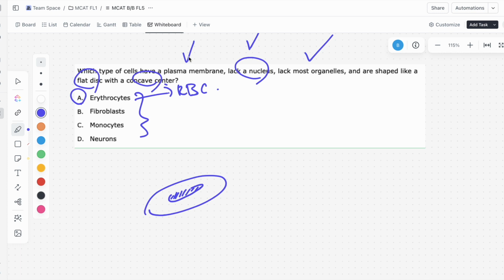Fibroblasts, do they have a plasma membrane? Yes. Do they lack a nucleus? No. Fibroblasts do have a nucleus, which means it can't be B. Monocytes, do they have a plasma membrane? Yes. Do they lack a nucleus? No. Can't be C. Neurons, do they have a plasma membrane? Yes. Do they lack a nucleus? No. As a matter of fact, they have a nucleus, they have most organelles, and they are not shaped like a flat disc with a concave center, which means D cannot be correct, leaving A as the correct answer for this discrete.